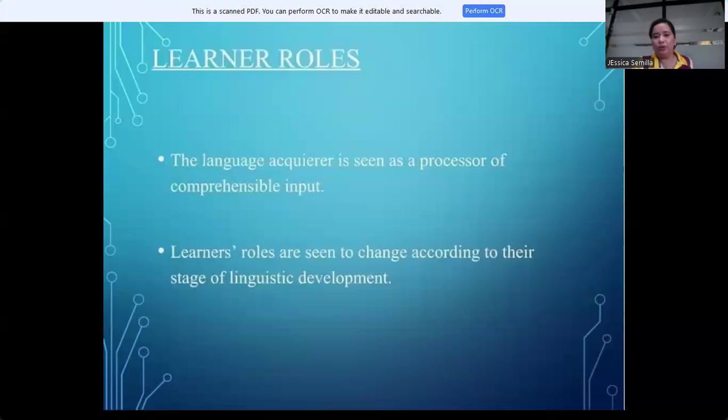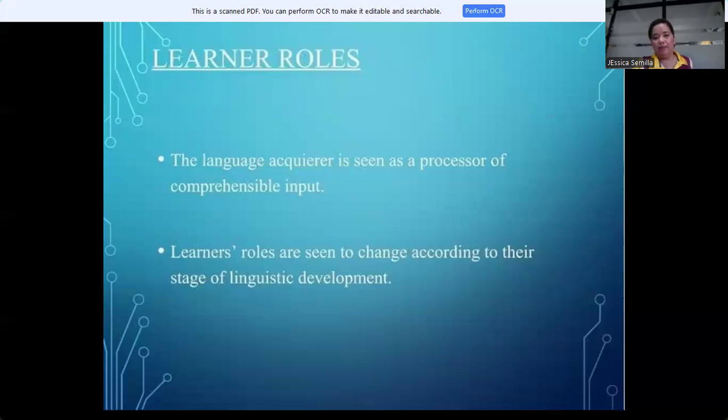So what are the roles of learners here? The learner is seen as a processor of the comprehensible input, meaning from the things that they have learned from the rules itself, they try to negotiate it and then try to use it, and then try to look at the competence of utilizing it. So the learner's role also here seems to change according to their stage of linguistic development. So of course, when it's level 1 or grade 1, they have a different way of how they try to learn in terms of a natural approach.